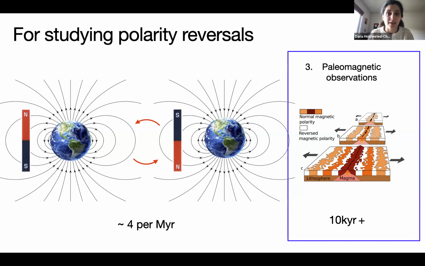But it is difficult to use this information with the dynamo models, partially because it's difficult to run the dynamo models for long enough for it to be relevant to reversals, but also because the paleomagnetic observations are quite coarse-grained compared to what you need in a dynamo model.